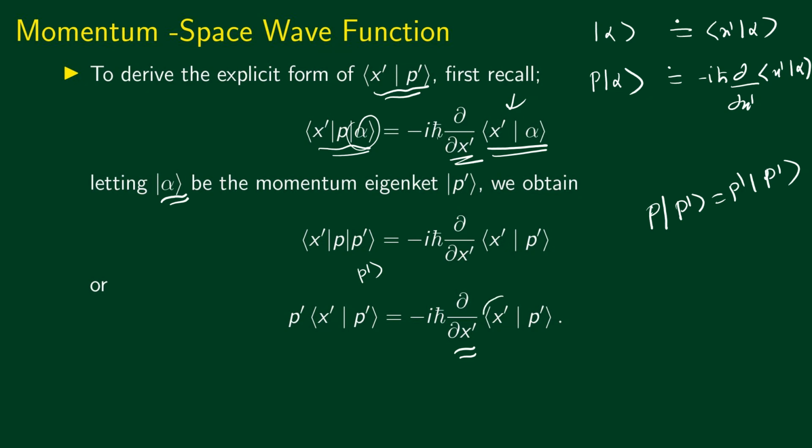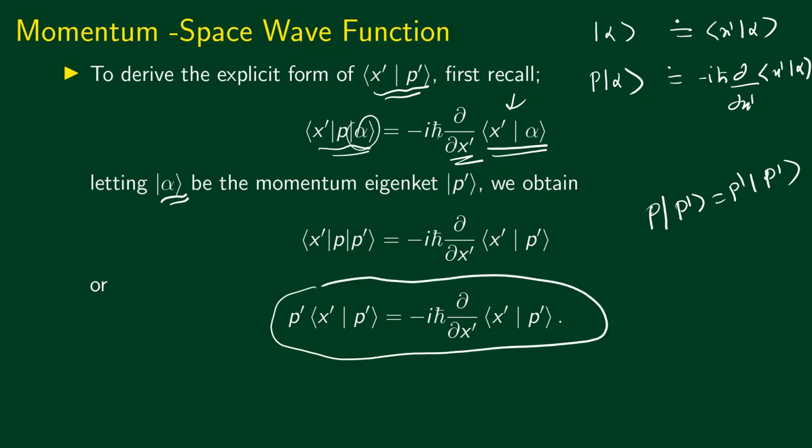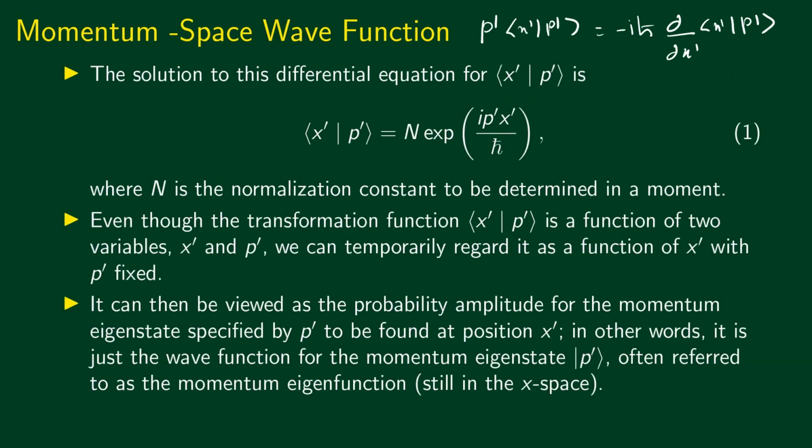Now this is the function that we needed. This was the transformation function that we were talking about. We have got a differential equation satisfied by the transformation function. We just have to solve this to get the transformation function. This is the differential equation that needs to be solved. We can rewrite it as follows. We can write this as partial derivative with respect to x prime of bra x prime ket p prime is equal to i p prime divided by h bar bra x prime ket p prime.